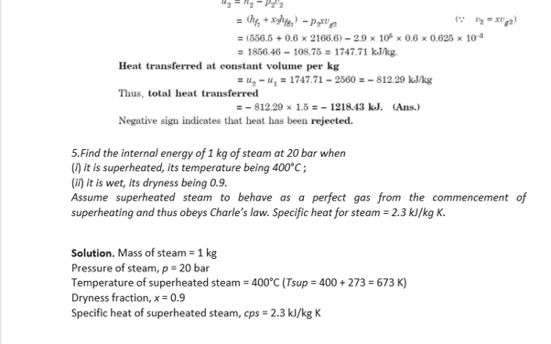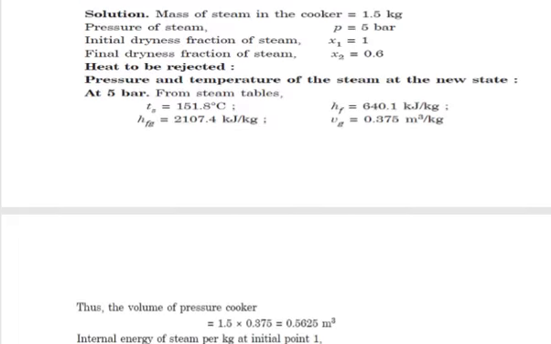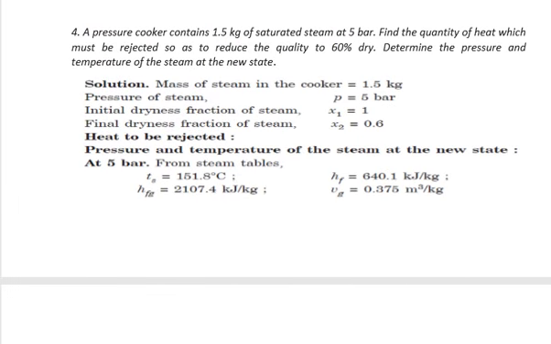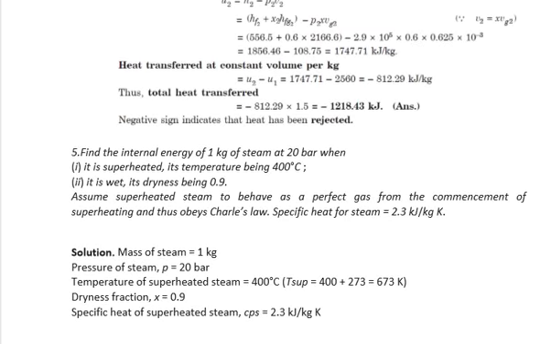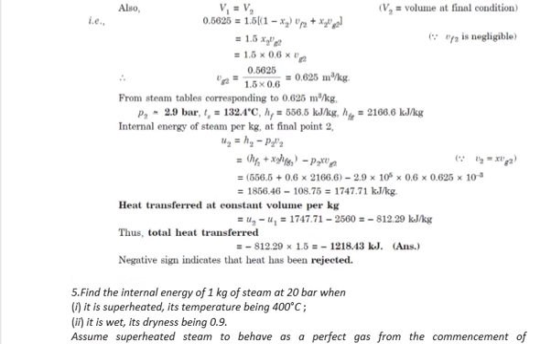Then for the total heat transfer, again 1.5 is there, which is nothing but the mass of the steam. Then you have to multiply it. You will get minus 1218.43 kJ. This is the total energy transfer. The negative sign indicates the heat has been rejected. This is the end of the fourth numerical.